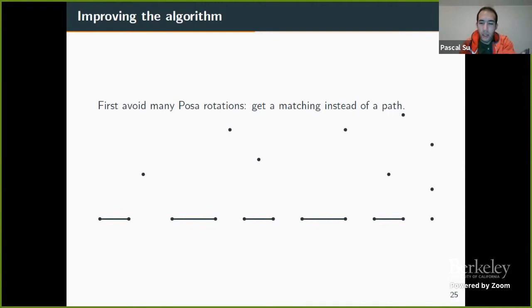The first thing that we do, because I said there's this technical detail of Pósa rotations, is we look for a matching instead of a Hamilton path. The reason for this is if in the matching we replace edges, this is a local change and we do not need to change anything on the other edges. And as we can see here, the local change does not affect the other edges, so it can be stored in constant time.